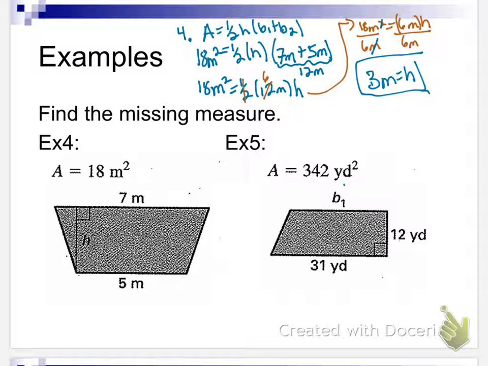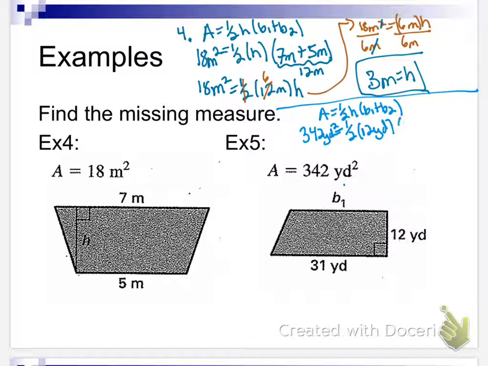Okay. The next one's a little trickier because we're missing just one of the bases now. So you're using that same formula. So that formula is that area equals 1/2 height base 1 plus base 2. Well, we know our area is 342 yards squared. 1/2, my height is 12 yards. And then this is the important part. Make sure you keep your parentheses here. Base 1 plus 31 yards.